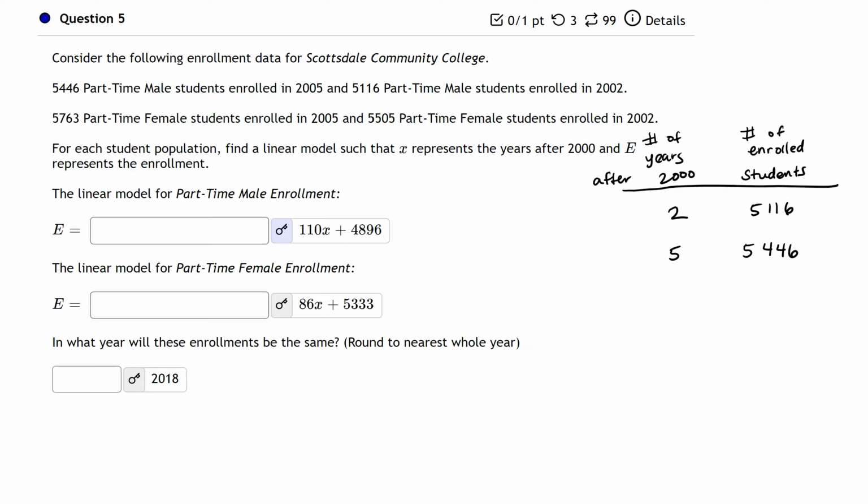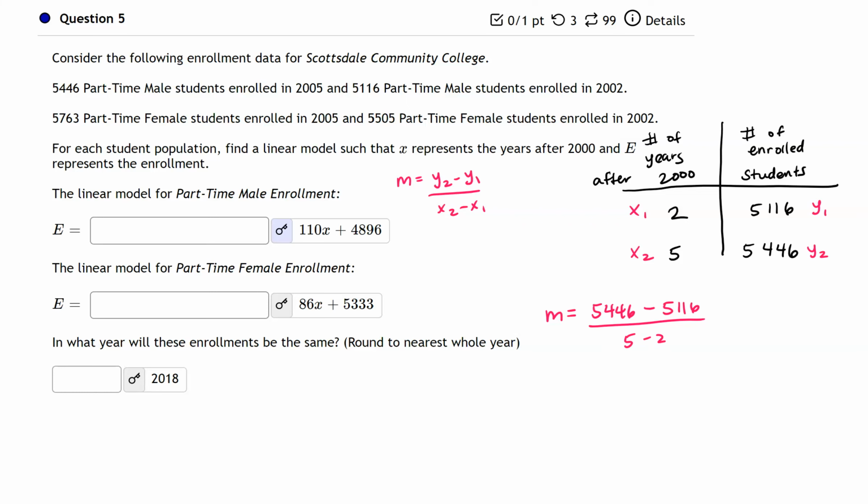5,446. Now, you can think of these as ordered pairs, and if we do that, then we can use the slope formula to find our linear model. So I'm going to call this one x1, x2, y1, y2, and remember that our slope is equal to y2 minus y1 over x2 minus x1. So if I do that, then I get m equals 5,446 minus 5,116 over 5 minus 2.